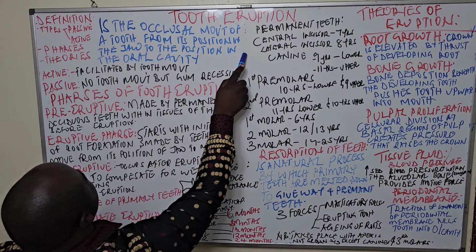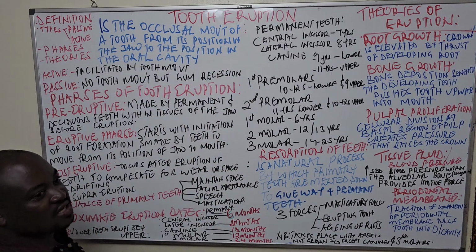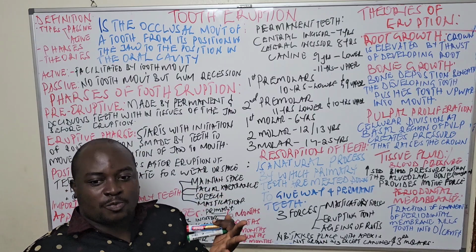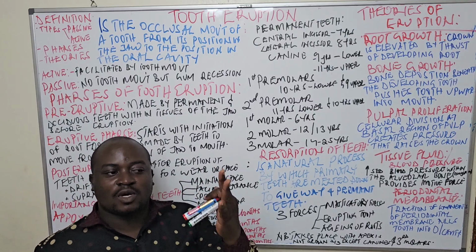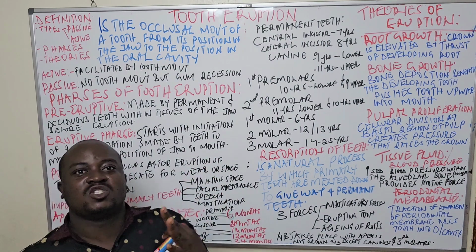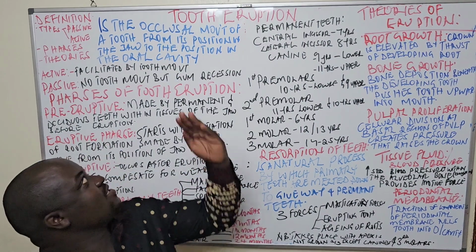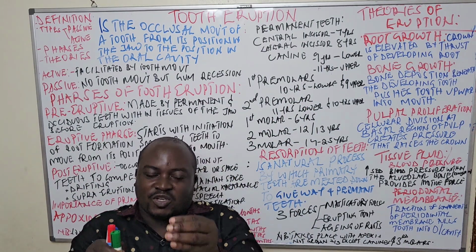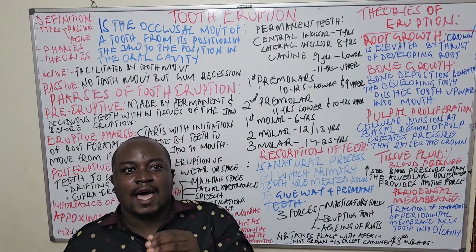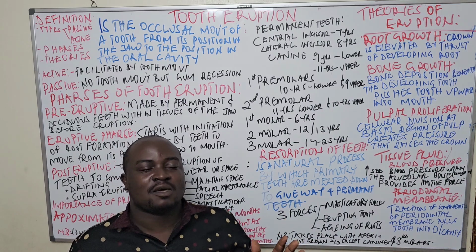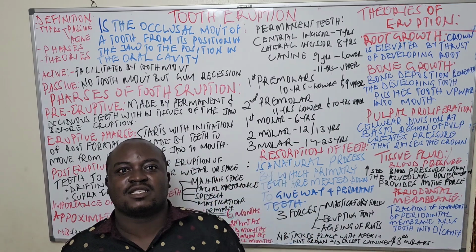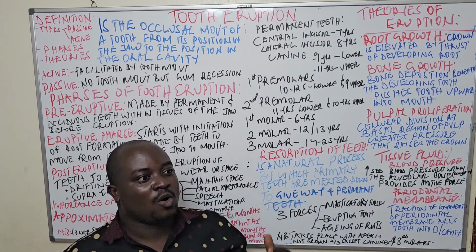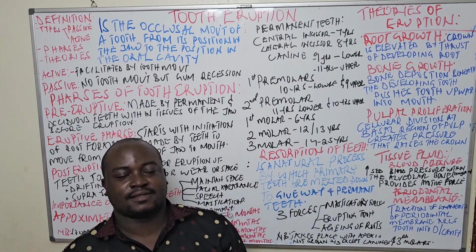We are defining eruption of a tooth as an occlusal movement of a tooth from its position in the jaw to the position in the oral cavity. It means the tooth was in some place, in a developmental position. When you talk about odontogenesis, it's not the same as tooth eruption. Odontogenesis is the formation of a tooth. Formation of a tooth takes place between 6 and 8 months intra-uterine, or before birth.